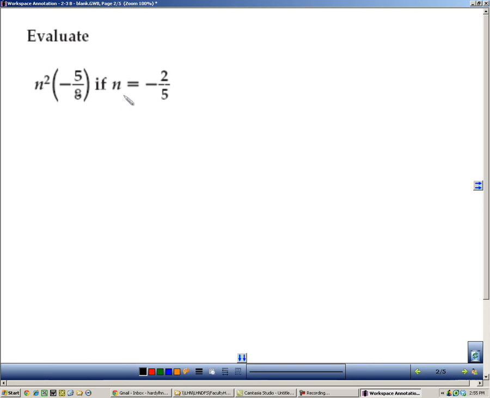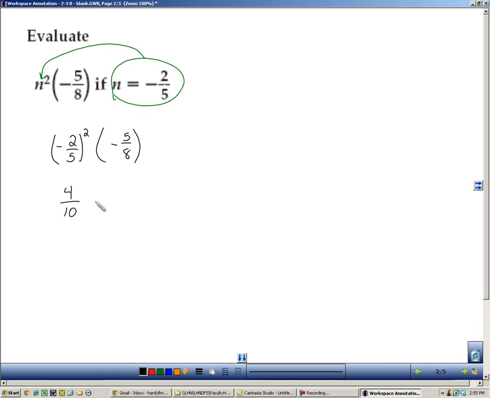Here we're going to evaluate. We're going to take the n of negative 2/5, put that in place of my n. When you do that, you're going to square that because n is squared, and then you're going to multiply it by negative 5/8. PEMDAS says to do exponents first. So we'll square negative 2/5. When you square something, you multiply by itself, and a negative times a negative is positive. So this is really a 4/10 that's positive times a negative 5/8.